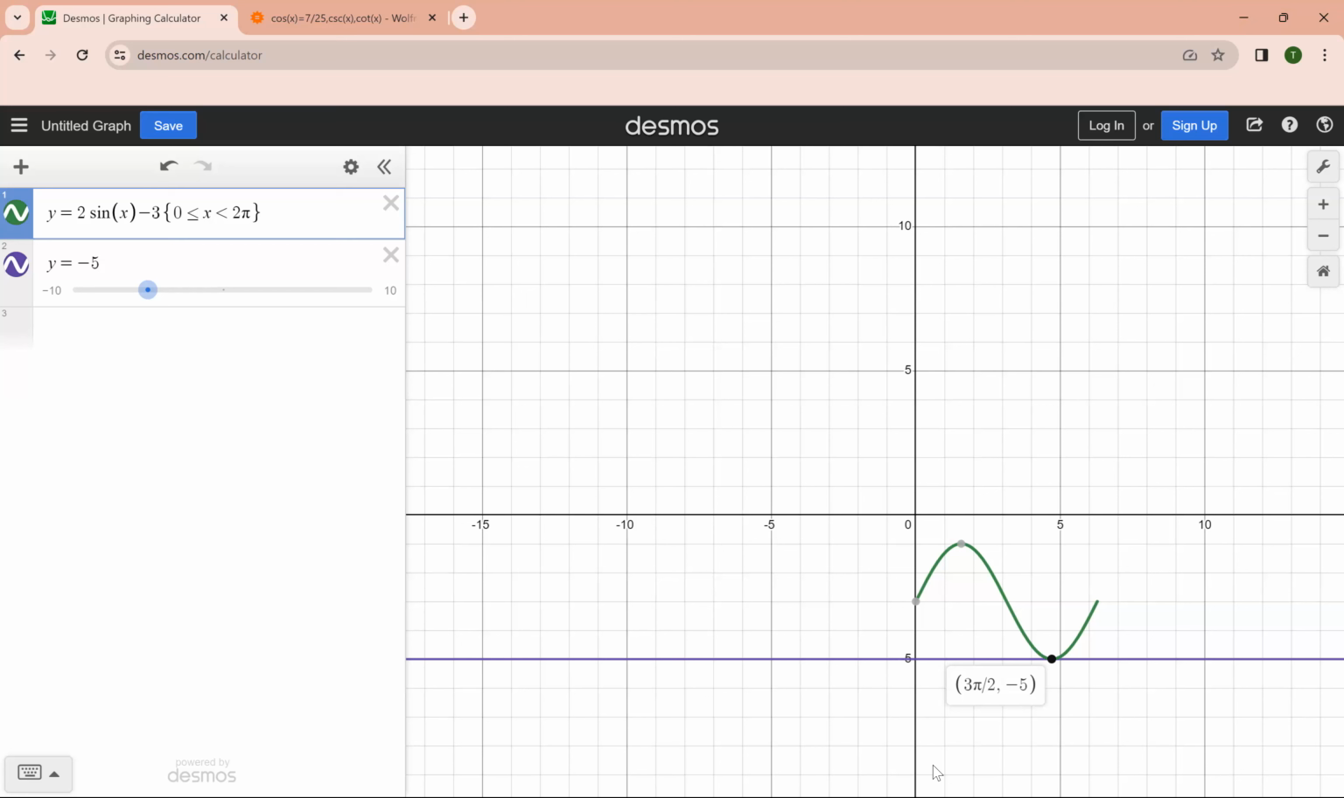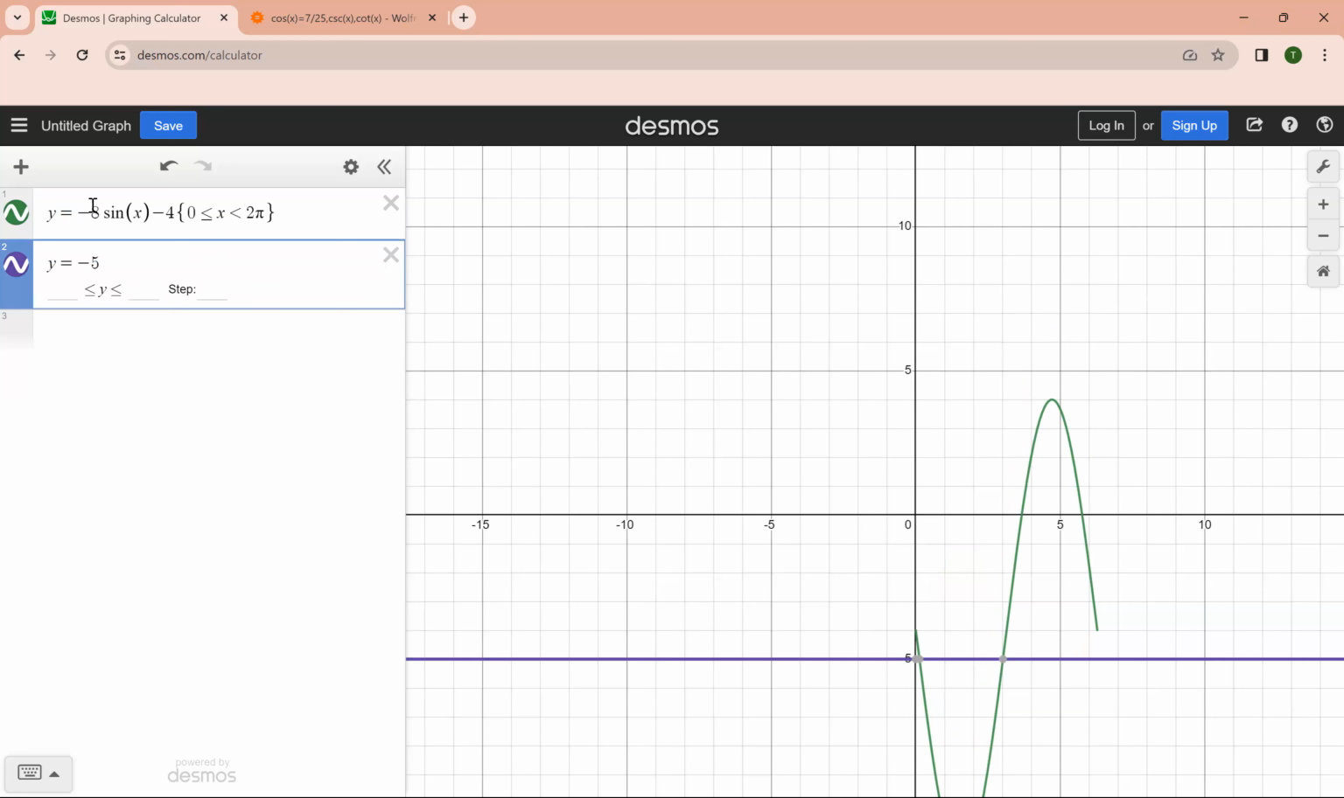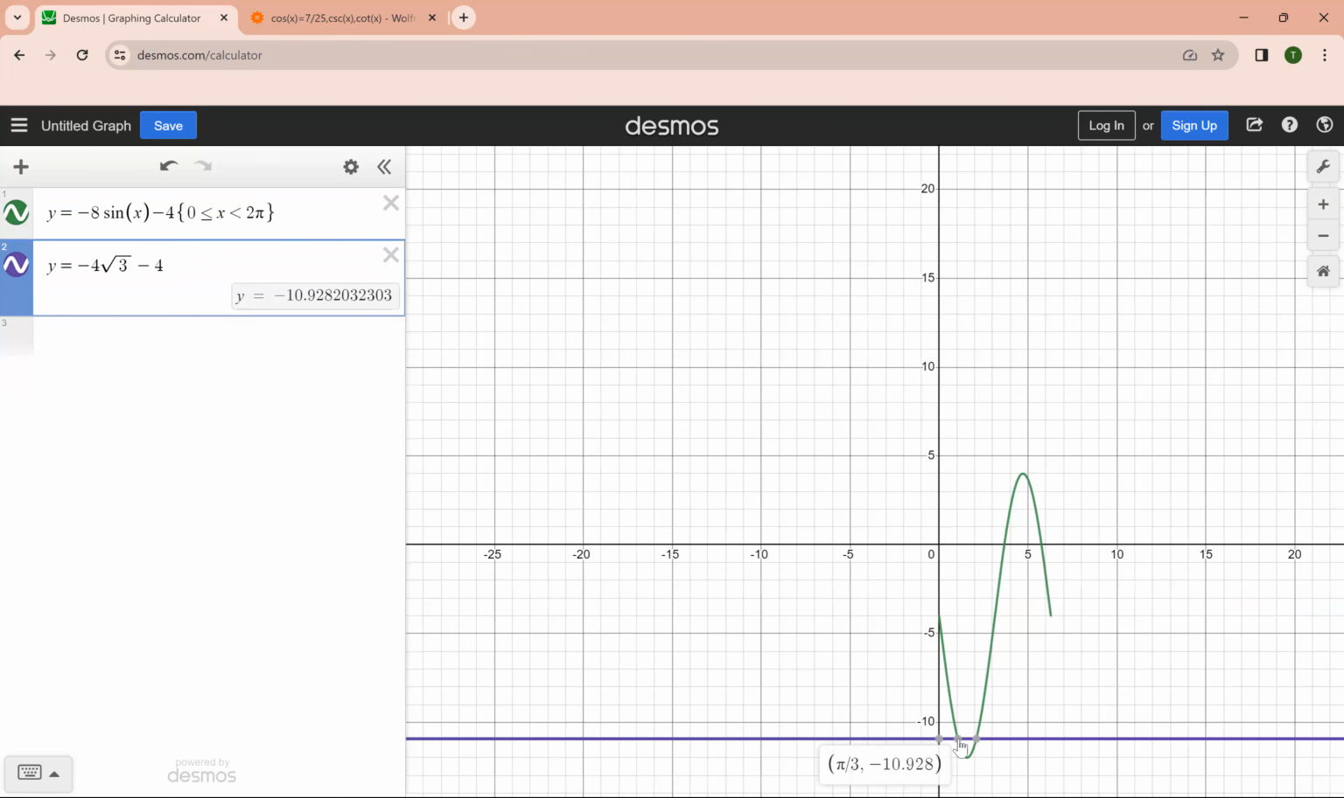All right, so we got -8 sine x -4, and then -4 square root 3 -4. So it looks like it's pi over 3 and 2 pi over 3. Let's see. Pi over 3 and 2 pi over 3. Yeah. Okay. All right. Is that good? Yeah, that's good.